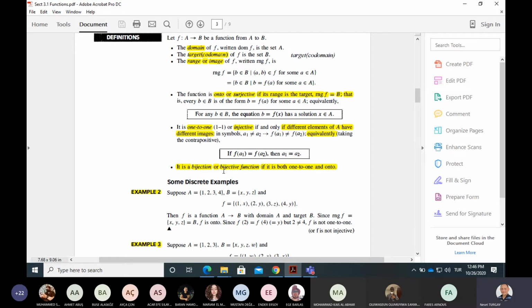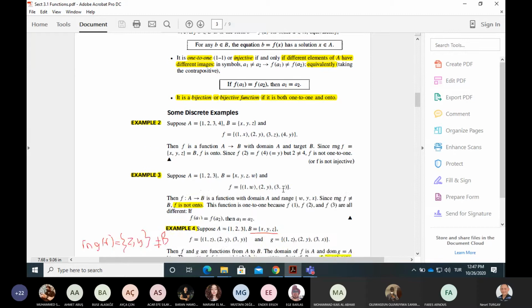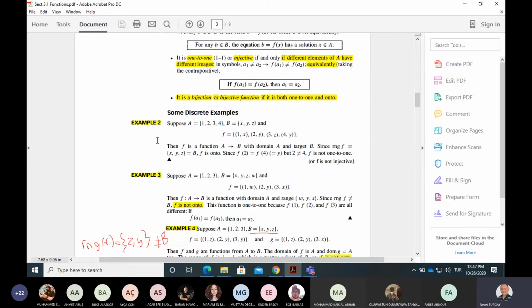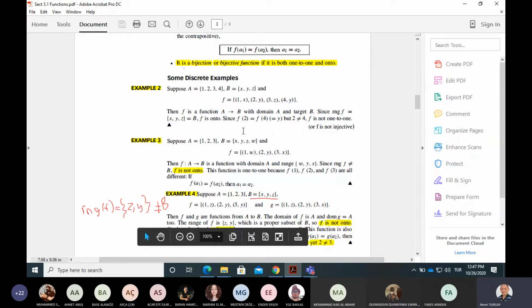It is a bijection or bijective function if it is both one-to-one and onto. Okay, I just reminded you of these facts. We did these examples, as you remember.